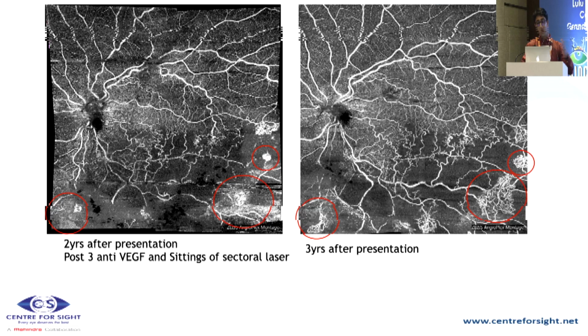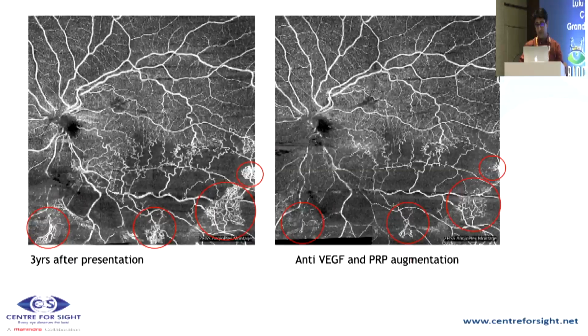So this is a way to document the disease progression. You can also explain to the patient how the disease is progressing. The patient again was subjected to anti-VEGF, PRP lasers augmentation, and you can see after anti-VEGF PRP how these neovascular patches actually regress, and you can demonstrate that. You see this big patch has gone down, this patch has gone down, and it's a very beautiful and non-invasive way to document these changes.